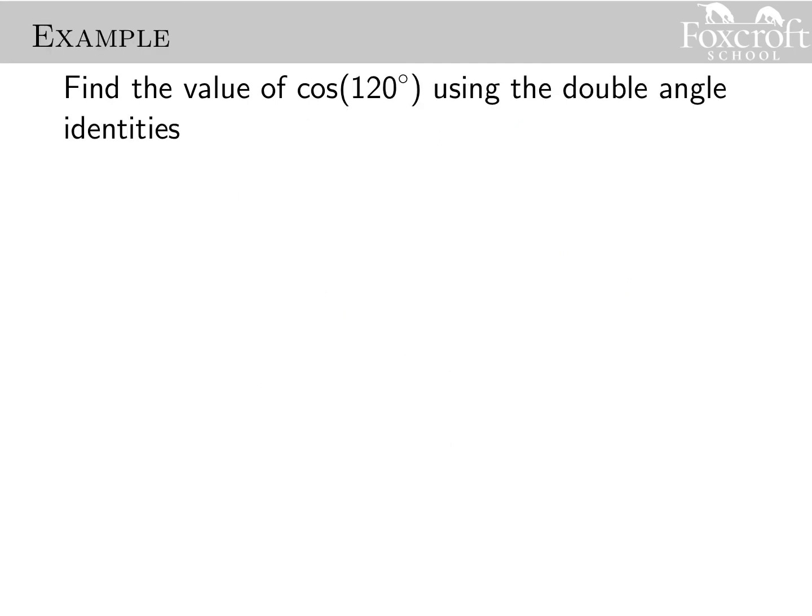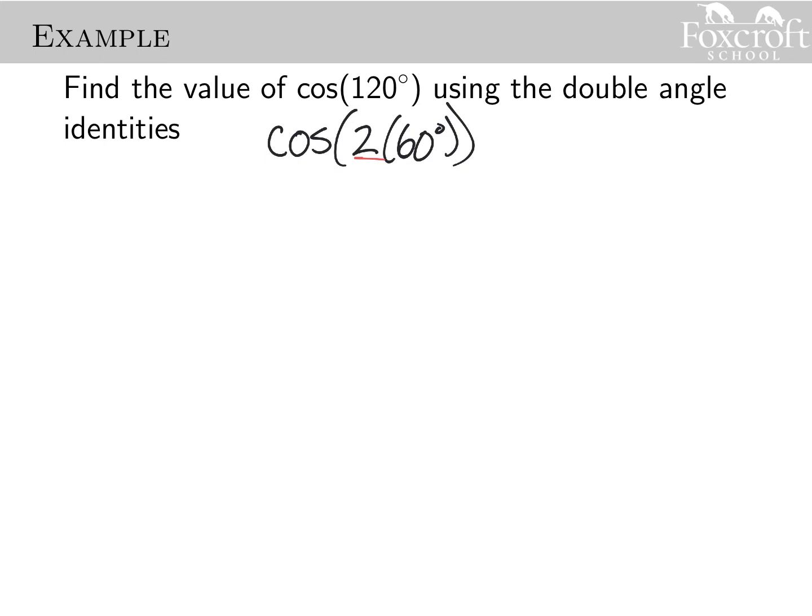All right, so the other thing we could do, just like in the last learning objective, is actually doing it for specific angles. So find the value of cosine of 120 degrees using the double angle identities. Well, if we're using double angle, we need to figure out that 120 is actually twice the 60-degree angle, because if I want to use the double angles, I need that extra 2.